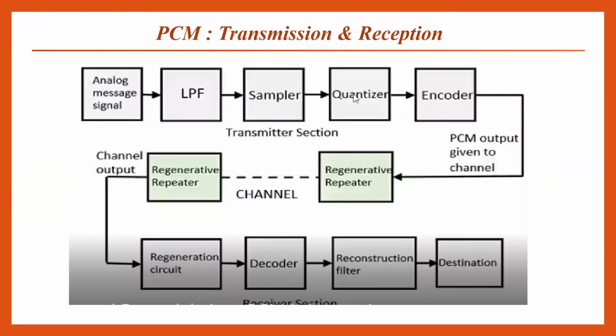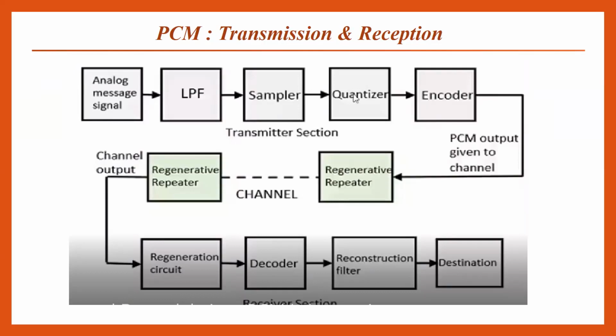Encoding 0010 will be provided to that 2 volt, and for 4 volt 0100 will be provided. Similarly, the encoding will provide the bit form or the binary values to our quantized levels. And the number of bits will decide the quantization levels. How many bits we set here, the quantization levels will be set according to this.